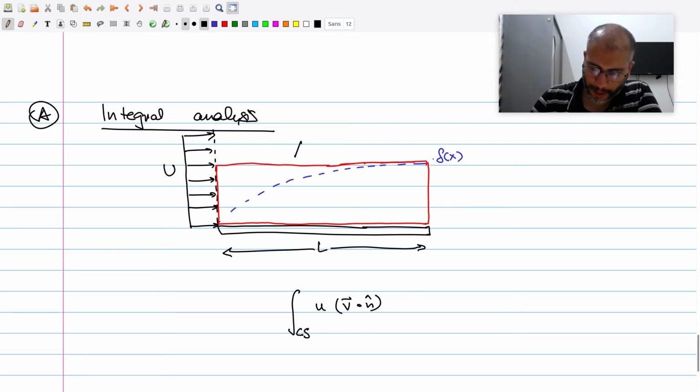So if I talk about the top surface, then the v dot n will not be 0 here, because this top surface is not along a streamline. So remember when we used to apply this analysis, if we are considering a control surface along a streamline, then our life becomes very easy because v dot n along a streamline is 0. But this is not a streamline. The streamline actually will be slightly tilted up.